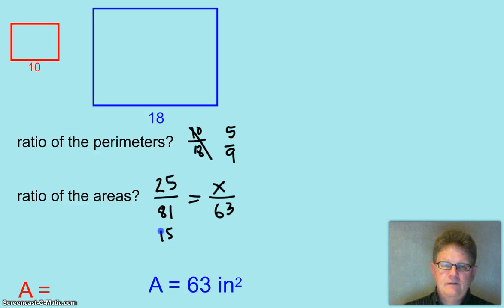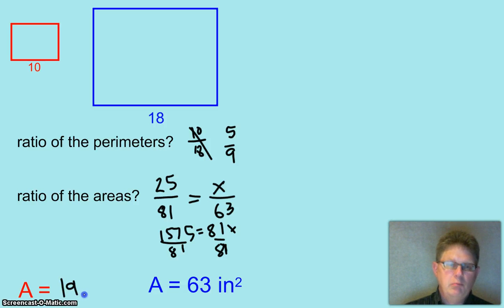So 1575 equals 81x. Divide both sides by 81. And this is 19.4. Wait, 0.4 repeating. Hey, isn't that as a fraction 4/9? Sure it is. 19 and 4/9 inches squared. And that is how you use similar figures, ratios of perimeters, and ratios of areas.